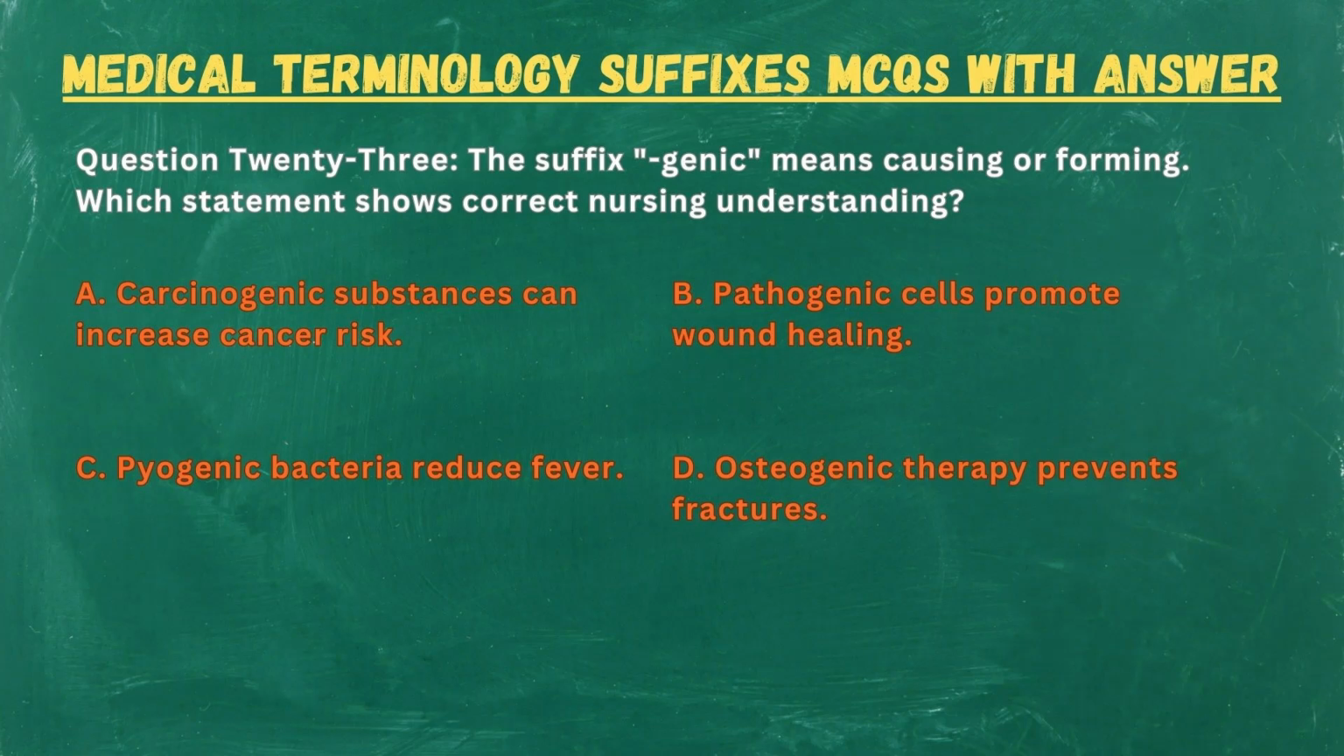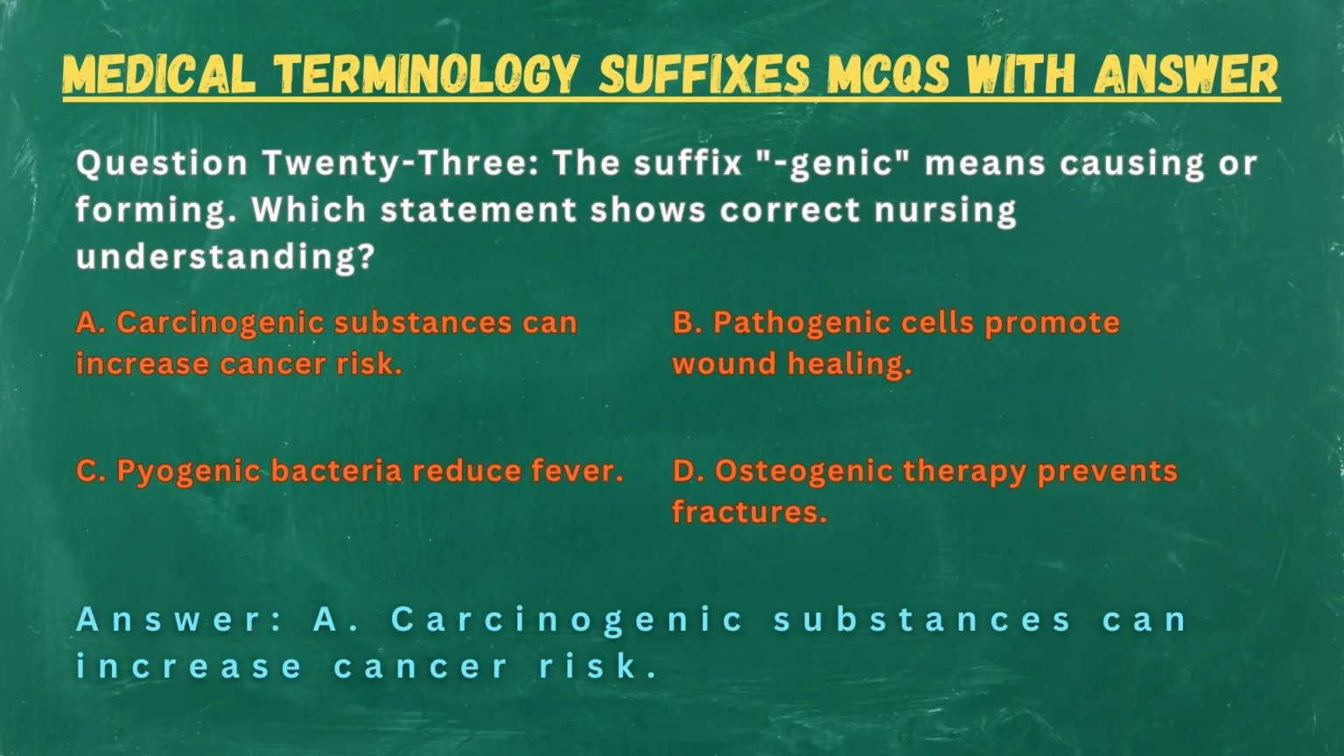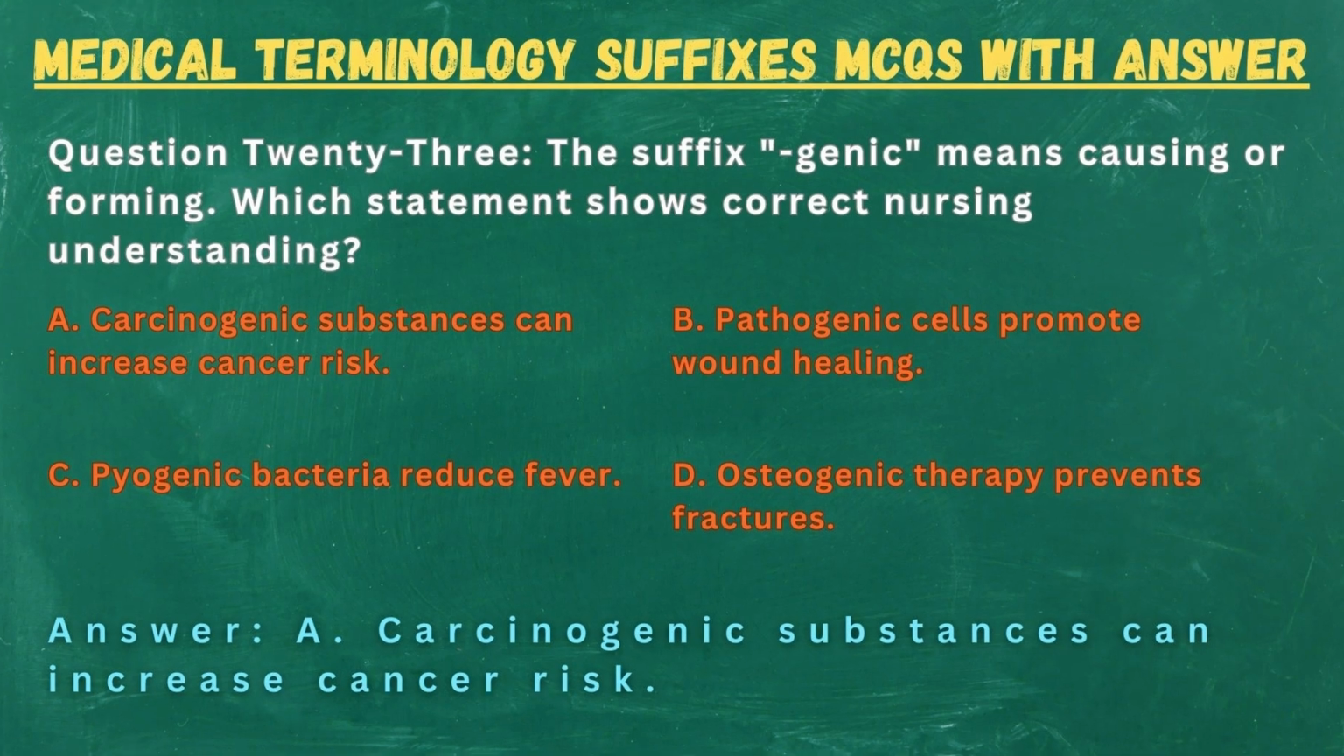Question 23. The suffix genic means causing or forming. Which statement shows correct nursing understanding? A. Carcinogenic substances can increase cancer risk. B. Pathogenic cells promote wound healing. C. Pyogenic bacteria reduce fever. D. Osteogenic therapy prevents fractures. Answer: A. Carcinogenic substances can increase cancer risk.